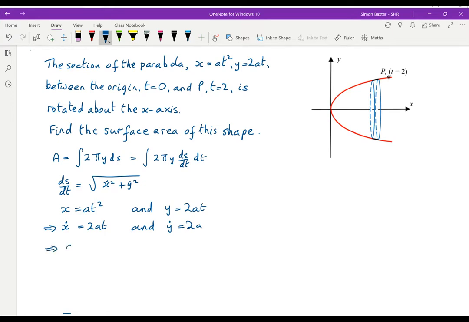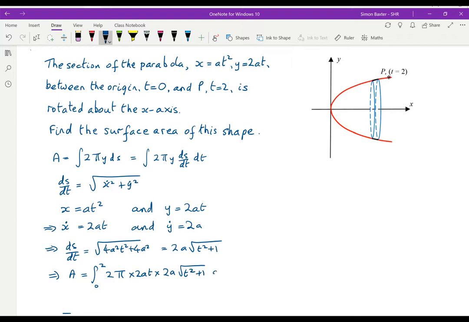So ds/dt, which is root of x dot squared plus y dot squared, is root of 4a squared t squared plus 4a squared, which is 2a root of t squared plus 1. So my surface area now is the integral as t goes from 0 to 2. 2 pi y is 2 pi times 2at. ds/dt is 2a root of t squared plus 1 dt.